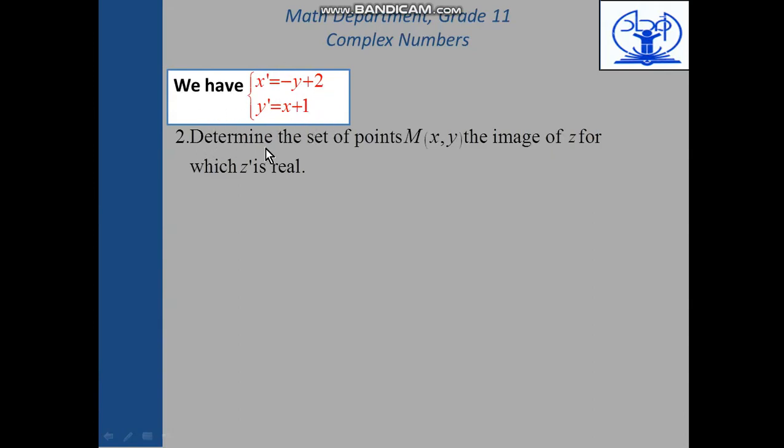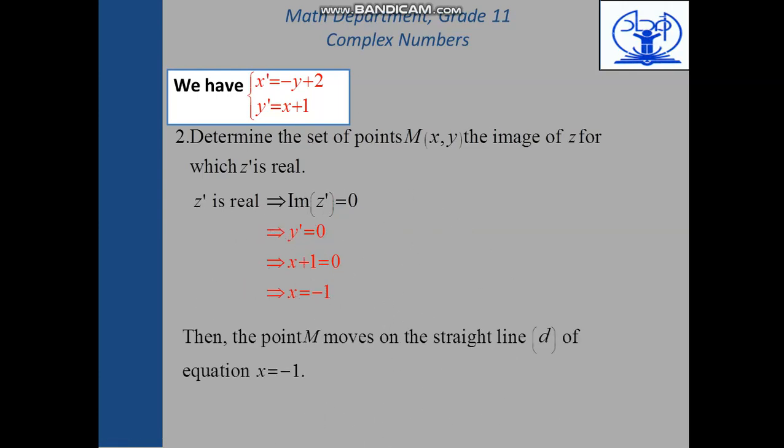Previous slide. Determine the set of points M of coordinates x, y, the image of z, for which z prime is real. z prime is real, so the imaginary part of z prime equal to 0. The imaginary part of z prime is equal to y prime. y prime equal to 0, so x plus 1 equal to 0 and x equal minus 1.